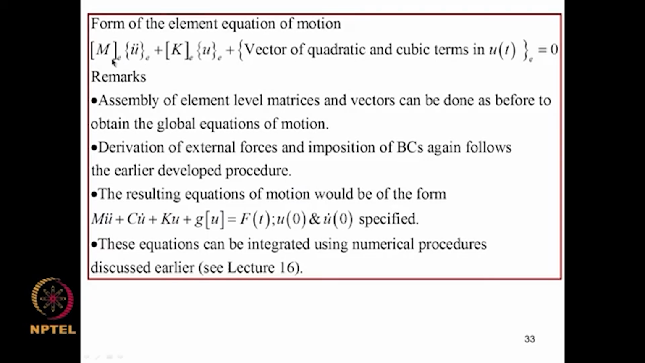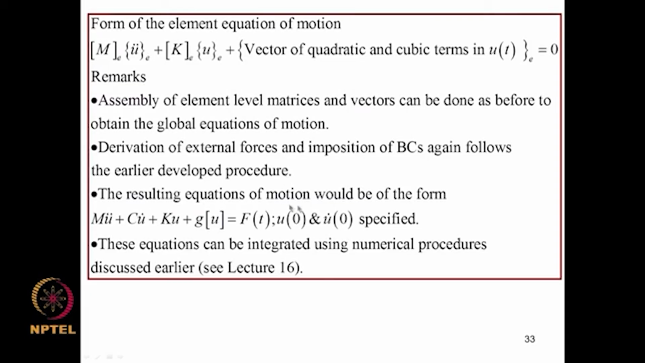Now, energies in different elements can be added. So, the Lagrangian can be constructed for the built up structure using the approach that we have used. There is no change in that aspect of our work. So, assembly of element level matrices and vector can be done as before to obtain global equations of motion. Then derivation of external forces and imposition of boundary conditions again follows the earlier developed procedure, there is nothing new there.